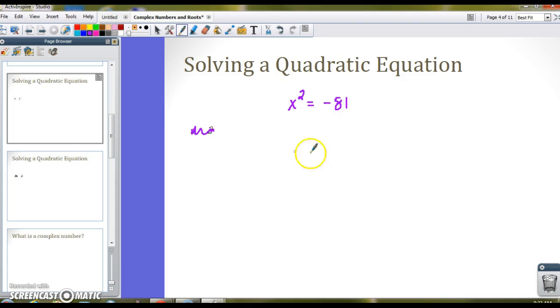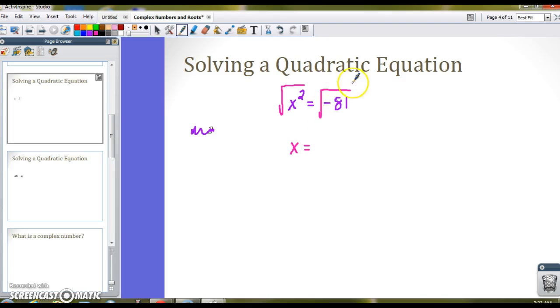Now, in order to solve for x, I need to take the square root of both sides. And so I'm going to do that. I'm going to go ahead and take the square root of both sides. What is important here is that when you take the square root of something that's squared, you just get back what was squared, so that would give me x.